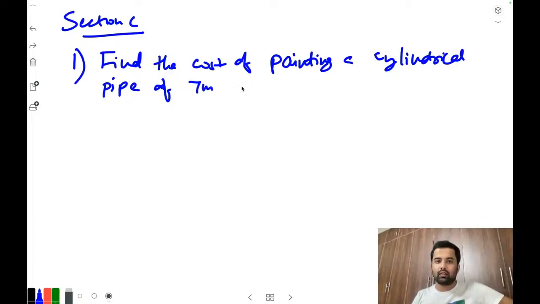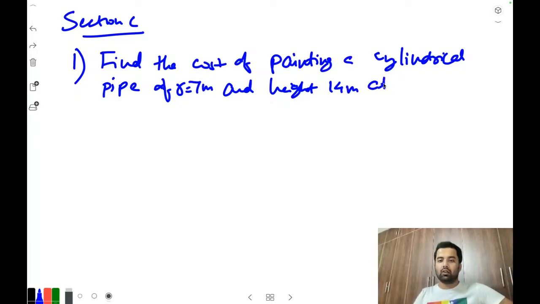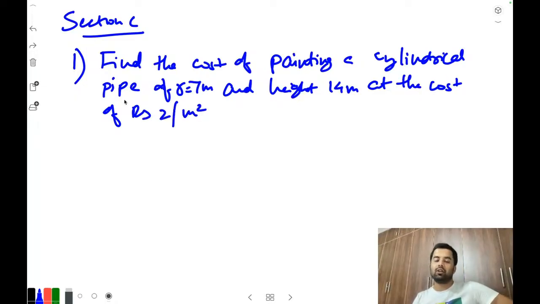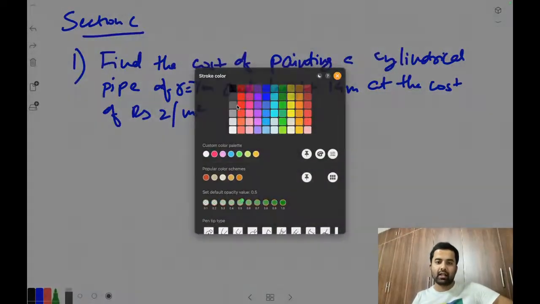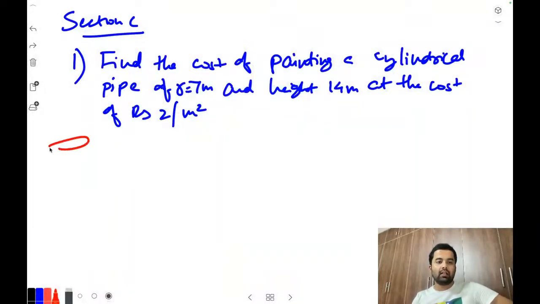Radius equal to 7 meter, and height 14 meter, at the cost of rupees 2 per meter square. Figure it out, everyone. We were having a cylindrical pipe. I will draw the diagram for you for better understanding. We were having a cylindrical pipe like this.